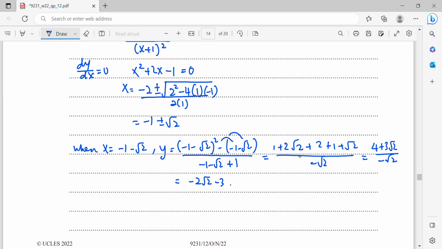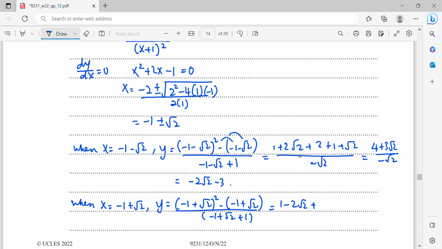Now, when x equals to minus 1 plus root 2, right? So use the same method to get the y coordinate. So here will be all these terms.